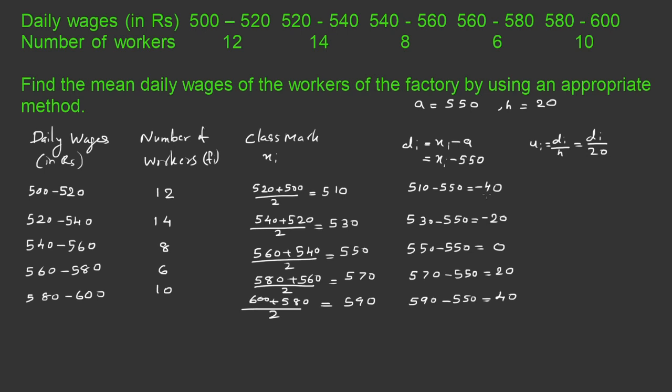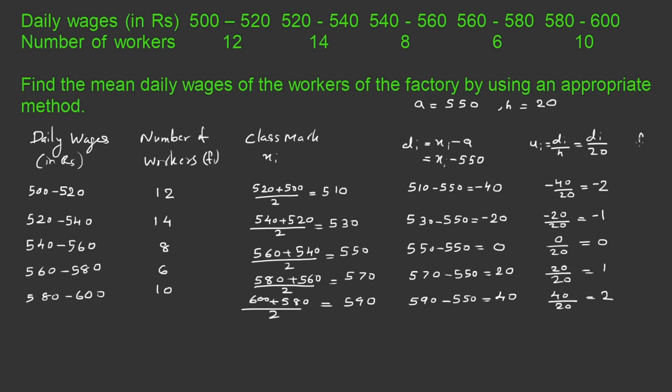For the first case, it is minus 40 divided by 20 is equal to minus 2. And for this, minus 20 divided by 20 is equal to minus 1. 0 divided by 20 is equal to 0. 20 divided by 20 is equal to 1. And 40 divided by 20 is equal to 2.